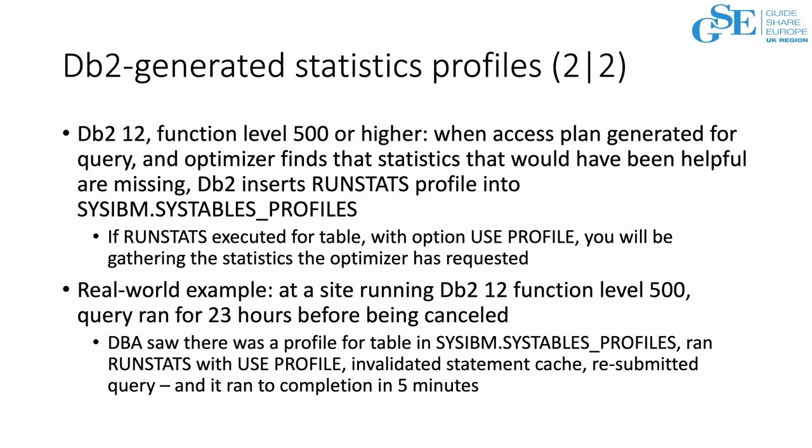So they ran a RUNSTATS with the USE PROFILE on that table. It invalidated the statement cache to get that poor performing query out of there. And then when he resubmitted the query, it completed in only 5 minutes. All this because, again, it had the right stats. So again, this can be a pretty powerful feature.